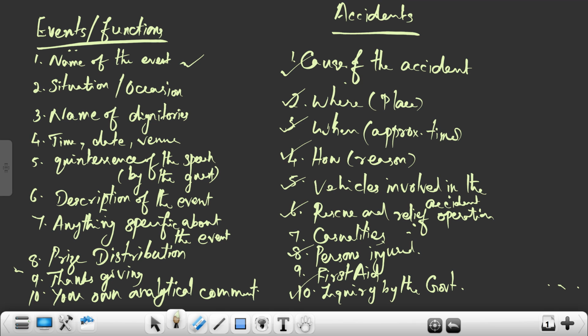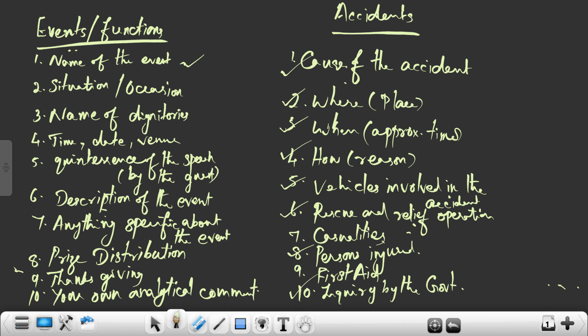And here also you have to write your personal comments, your suggestions, and your appeal. Everything you have to include. And also the date of the reporting event is mandatory. And the language should be very appropriate, simple and lucid. And the tense used is very important. You are always expected to write in past tense. The tense is past tense.